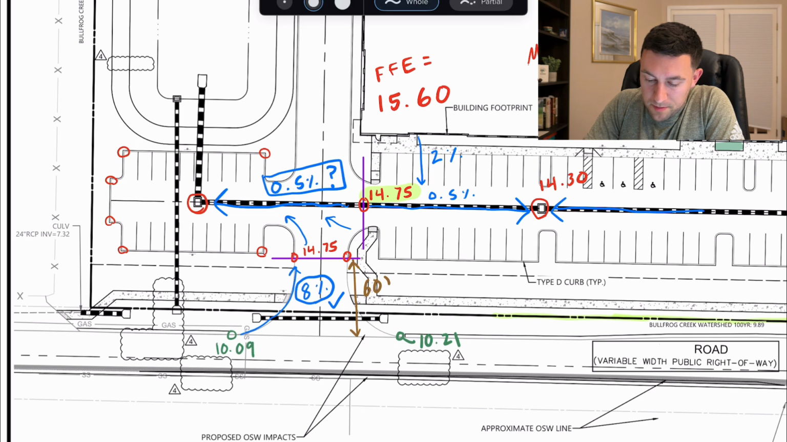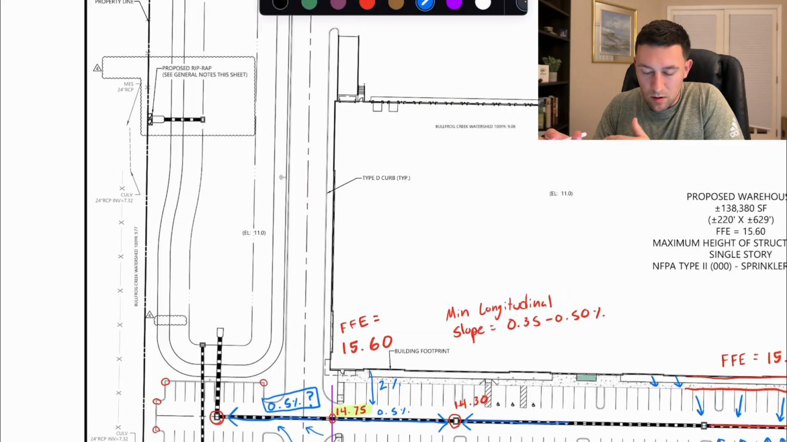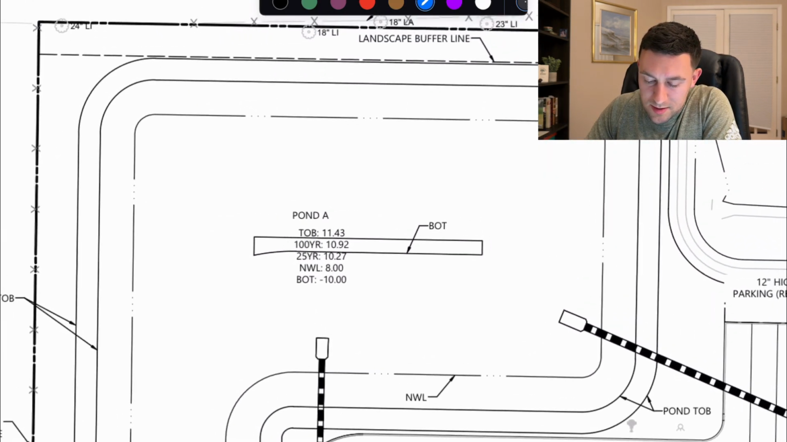Why do I want to know my top of bank? Well, I set that top of bank based on my design high water levels and the necessary freeboard. Well, I need to be able to make sure I'm tying in and that my grading isn't too steep or crazy around some of these grades that I'm putting. So let's keep that in mind.